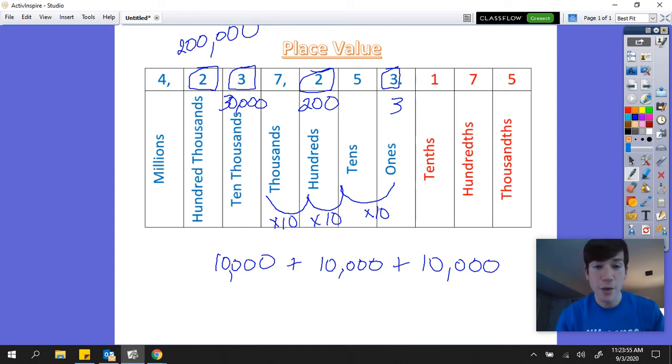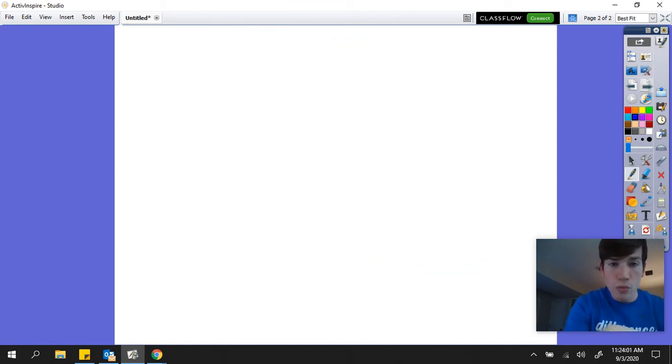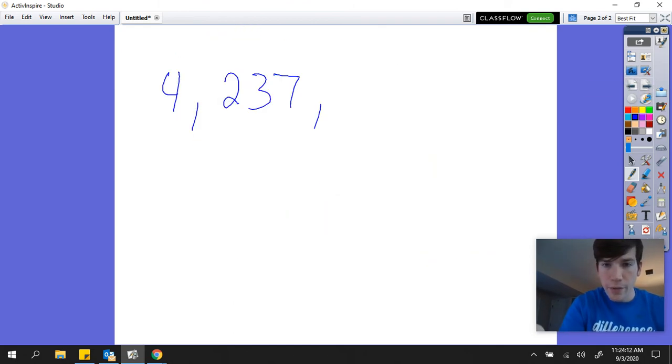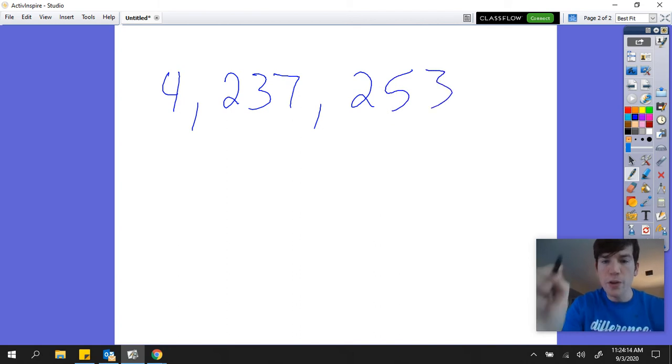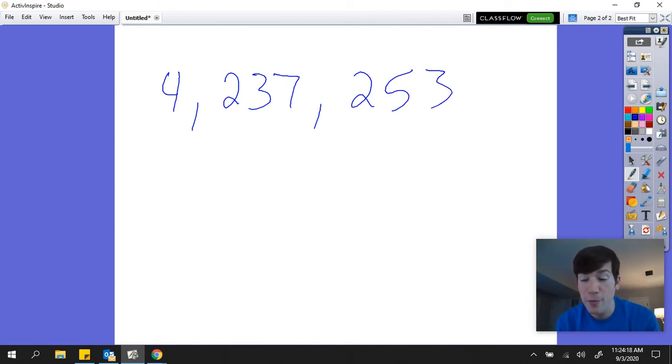Now, the last thing I want to show you today, and we're going to use this example, is talking about how we can actually practice reading our numbers. 4,237,253. All right. So, we're going to look at this number as an example. Now, I know that you've practiced reading numbers before, and I just want to make sure that you're able to do so. So we're going to practice that here.